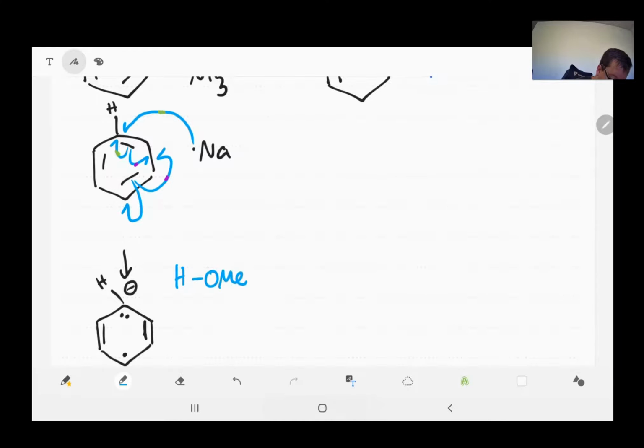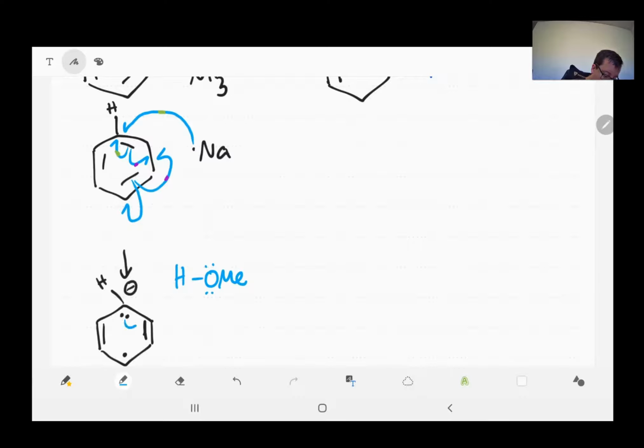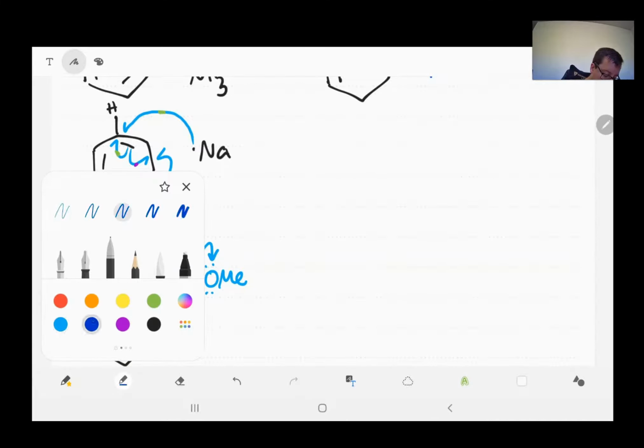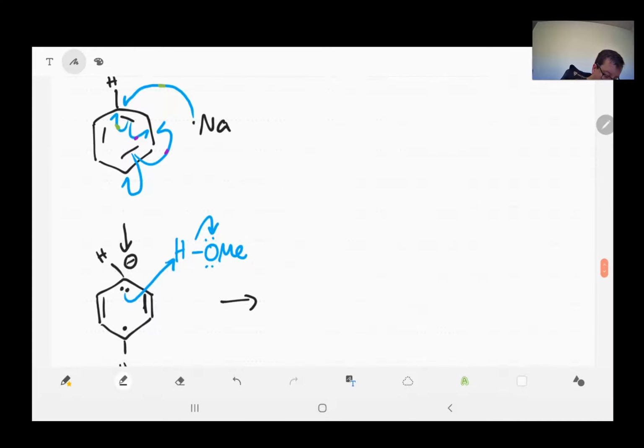Apparently I'm doing this in blue, but we've got our methanol here. So our lone pair is going to go ahead and pluck off a proton. The methanol is just a proton source for us. So we're just using it to protonate our benzene. Oops, wrong color. So we do that.